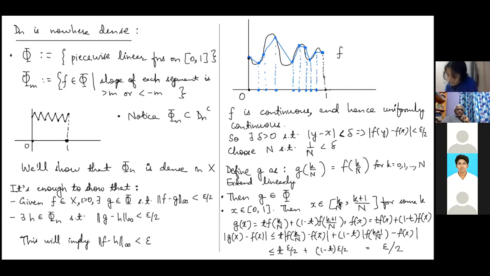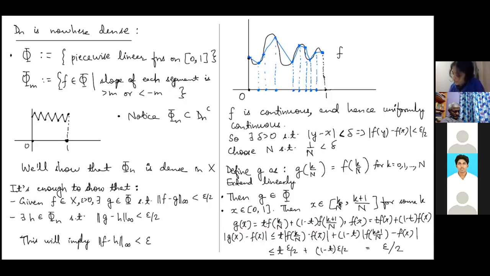For any other x, x has to lie in some interval of this form. So say if x were here, this would be the interval we would be looking at. It has to lie between two consecutive points like this. Now, G of x is a linear combination of f of k by n and f of k plus 1 by n. In particular, we know that there is some t between 0 and 1, such that G of x is equal to t times f of k by n plus 1 minus t times f of k plus 1 by n. This is what we know about G of x.